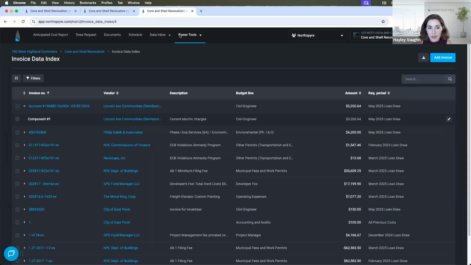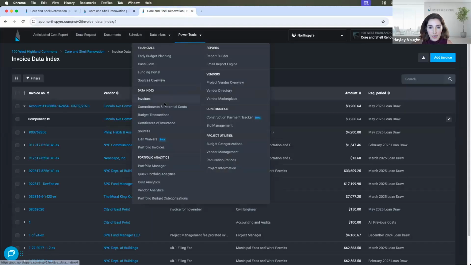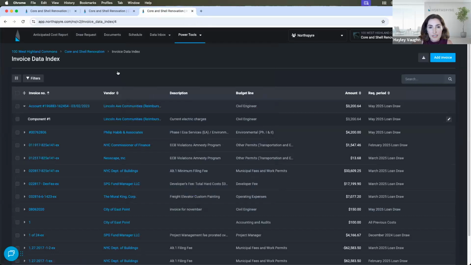All right, and then lastly, we have a handful of data indexes. Invoices, commitments, budget transactions, COIs, sources, and lien waivers all have a data index. So let's say an invoice does go missing, hasn't been paid, you need to track it down. All of that information is smartly indexed on each project.